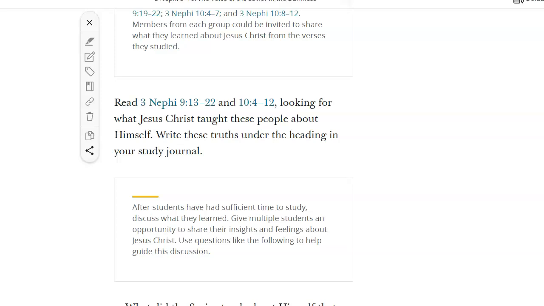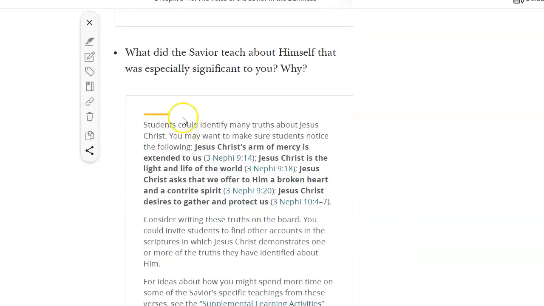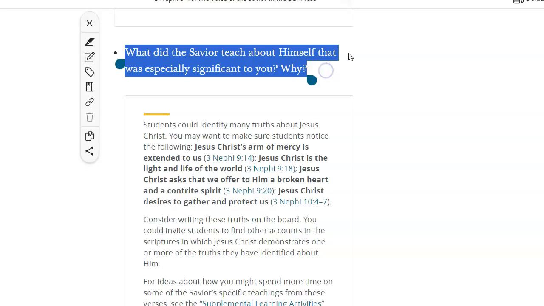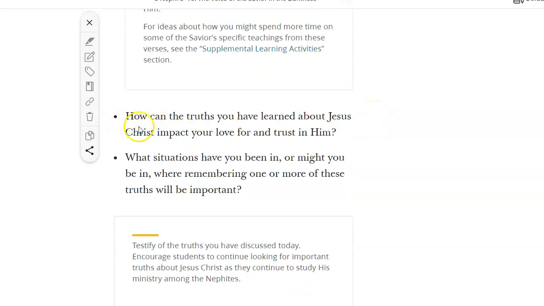Once your students have finished that individual reading and writing the responses to these sentence starters in their journal, you're able to come back to the lesson manual and have a discussion using the questions that are outlined here. What did the Savior teach about himself that was especially significant to you, and why? And these additional questions down here.